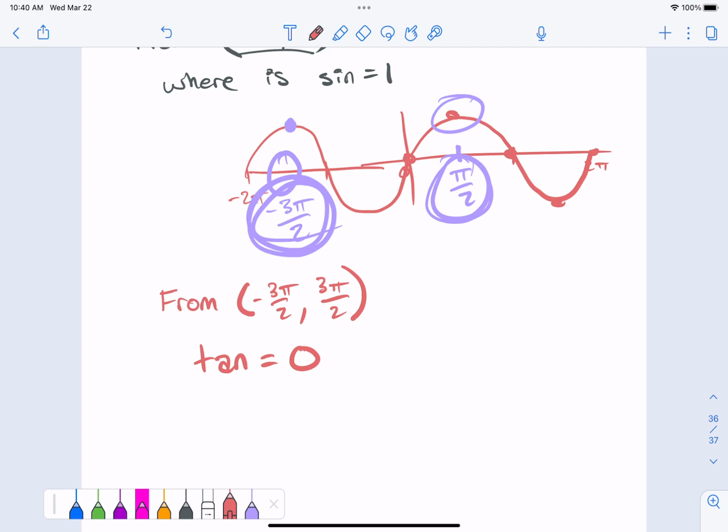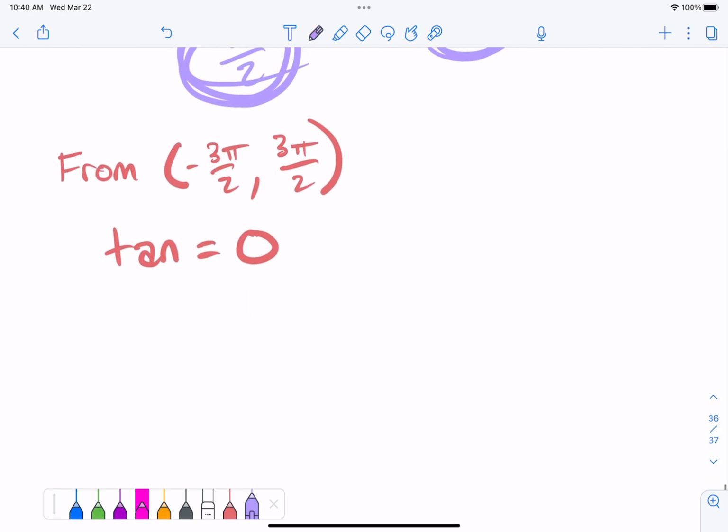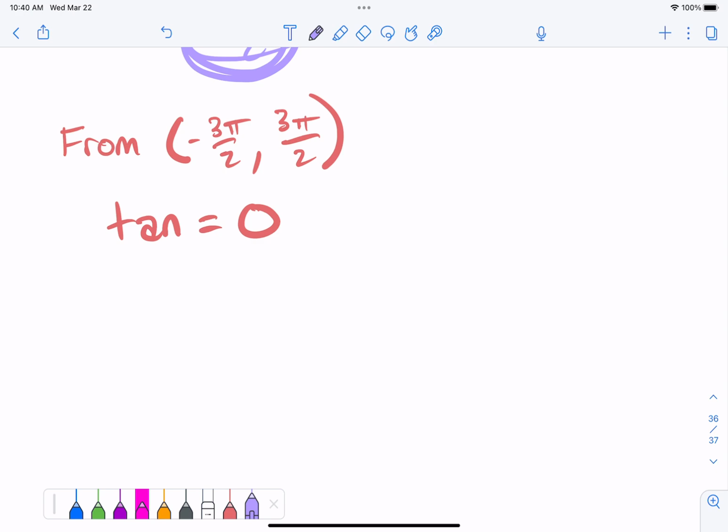So you either look at the graph or look at your unit circle. But the problem is your unit circle doesn't go from negative 3 pi over 2 to positive 3 pi over 2 necessarily. So that's kind of a careful trickery thing. Okay, both of those make sense. Okay, let's see where tangent is 0.